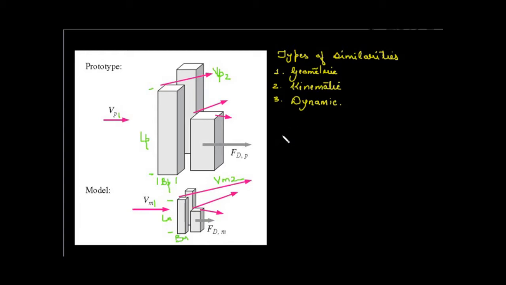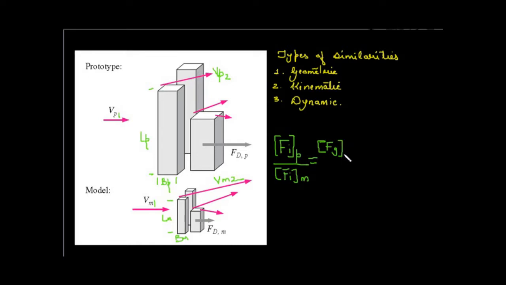The last type of similarity is the dynamic similarity, and it deals with the ratio of forces. Dynamic similarity is said to exist between the prototype and model when the ratio of corresponding forces in the prototype and model are the same. So let us say if Fi of P represents the inertial force in prototype, and Fi of M represents the inertial force in model, then this ratio should be exactly equal to the ratio of other corresponding forces, like let us say gravity force.